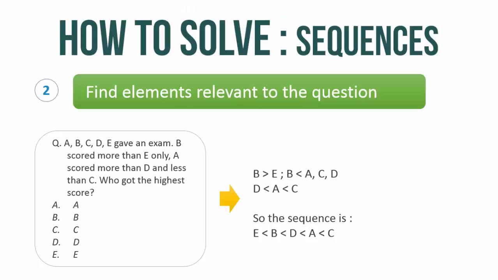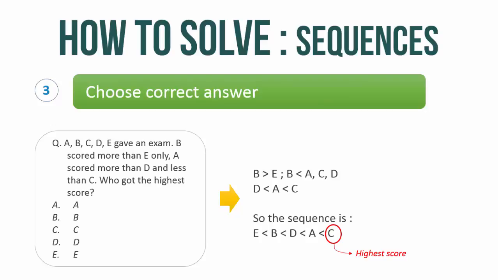The next step is to find elements relevant to the question. The question asked here is, who got the highest score? Which is C. Therefore, we choose the correct answer, that is C. These kinds of questions require you to think logically. Sufficient practice of different kinds of problems is going to help you structure your thoughts and come up with the solution to this in a quick manner.